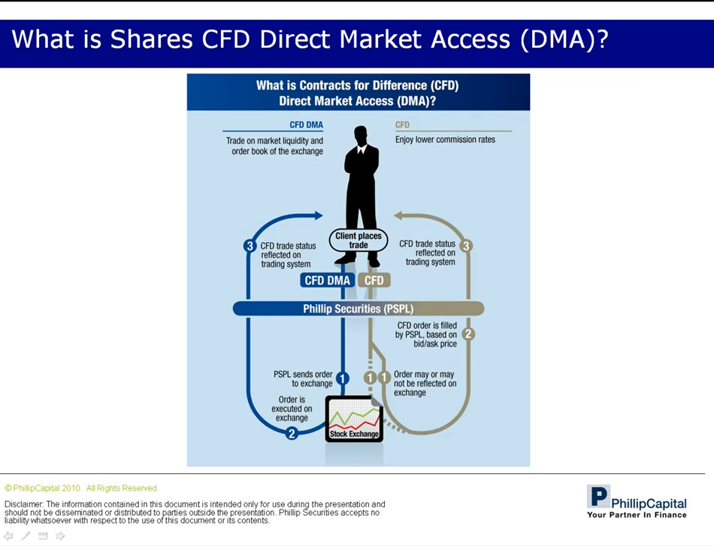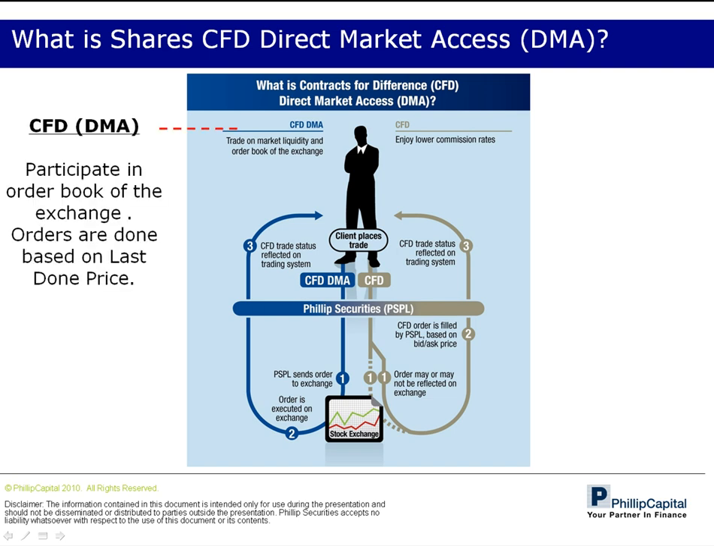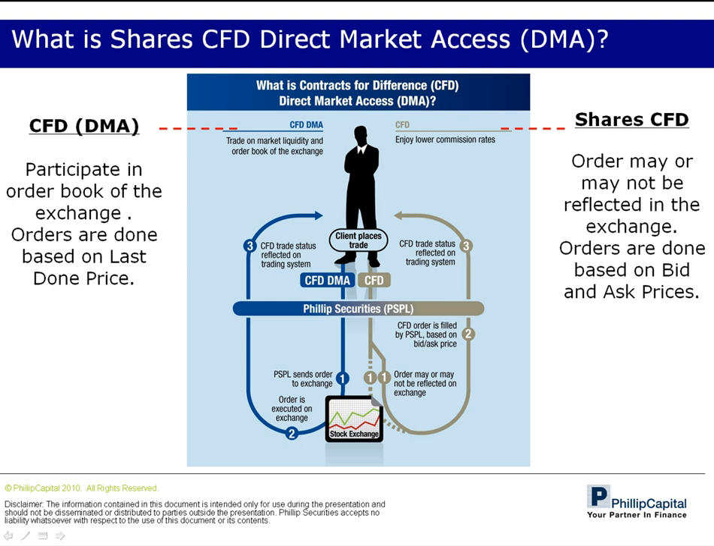The main difference between CFD DMA and shares CFD is that CFD DMA orders are done based on last done prices, which is a system very similar to cash trading. As for shares CFD, orders submitted may or may not be reflected in the exchange, and the orders are done based on bid and ask prices. As CFD DMA trading is a premium service relative to shares CFD trading, commission rates on shares CFD are relatively lower, which is an important advantage for investors who focus on keeping their trading costs low.